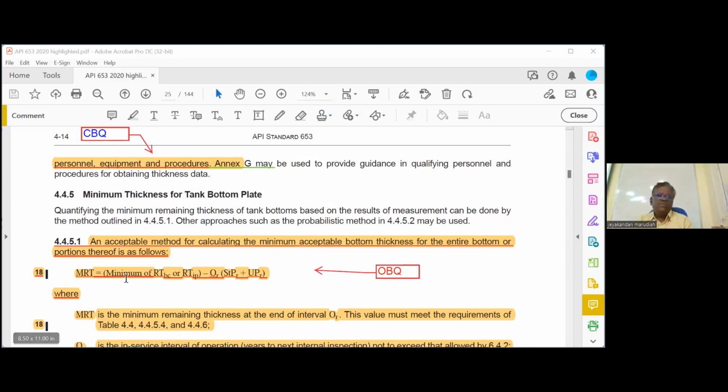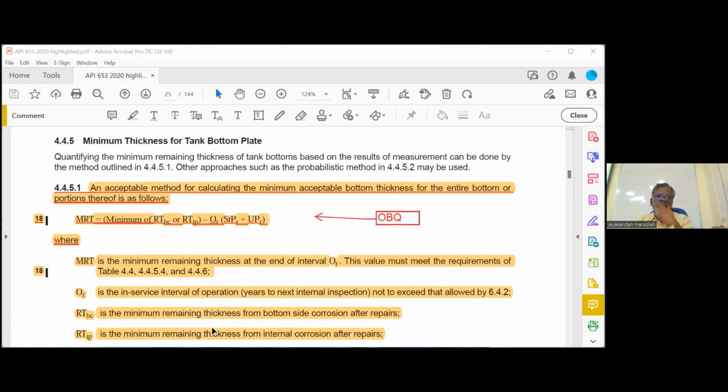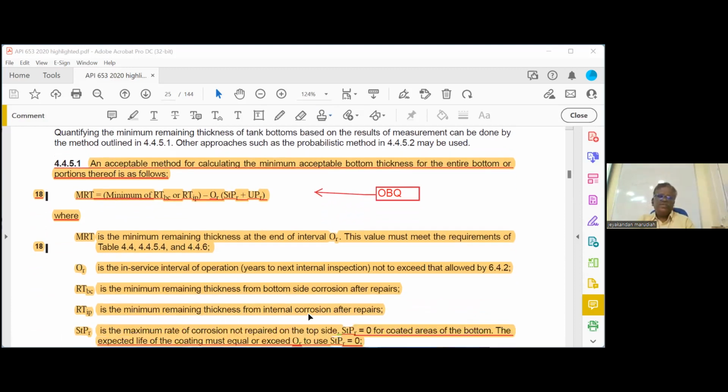So what is the formula? Minimum of RTbc or RTip. So what is RTbc? The minimum remaining thickness bottom side after repairs. If you repair it, the thickness will increase. Then RTip, the minimum remaining thickness internal corrosion, that is inside. So whichever is the lowest value, you have to take that as the plate thickness.